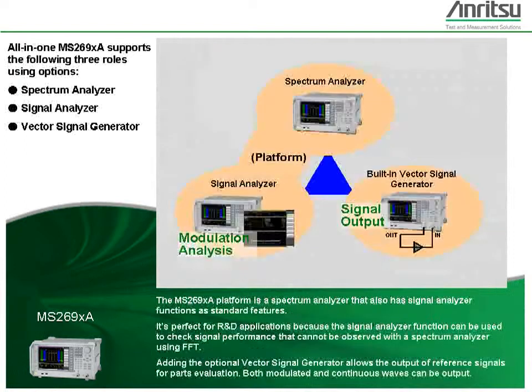signal analyzer. The MS2690xA Platform is a spectrum analyzer that also has signal analyzer functions as standard features. It's perfect for R&D applications because the signal analyzer function can be used to check signal performance that cannot be observed with a spectrum analyzer using FFT. Adding the optional vector signal generator allows the output of reference signals for parts evaluation. Both modulated and continuous waves can be output.